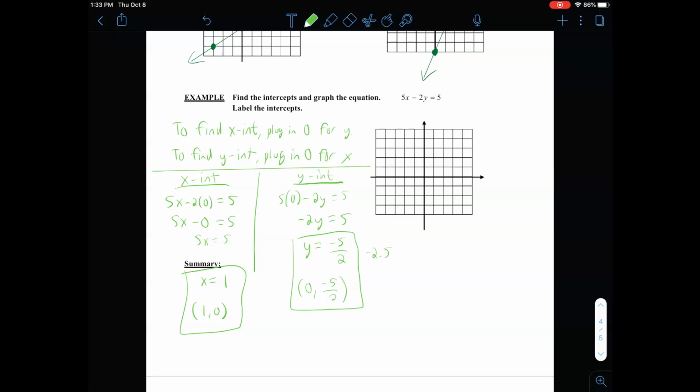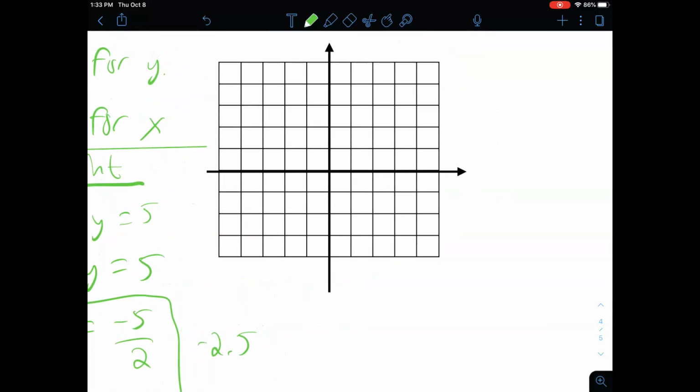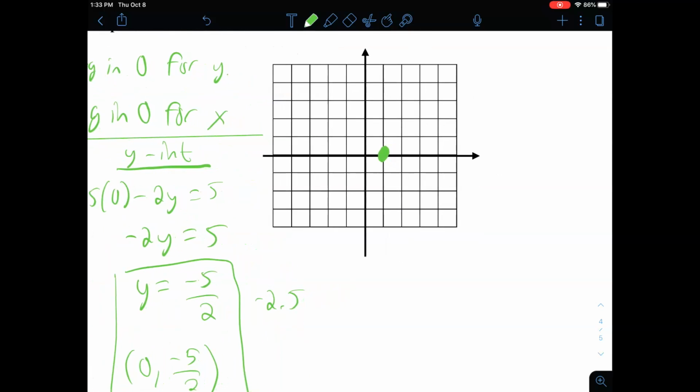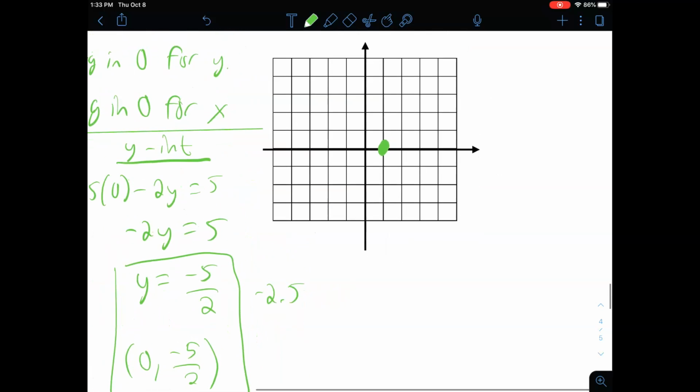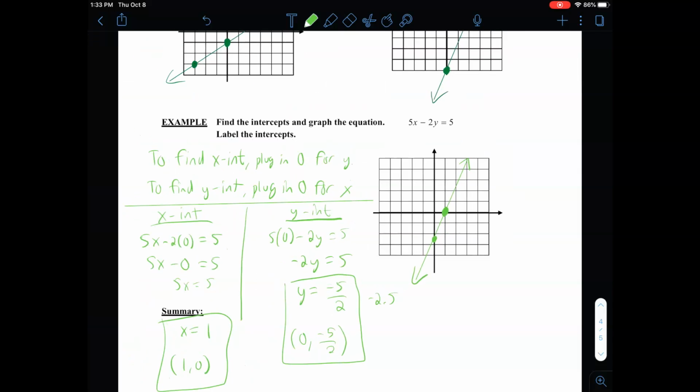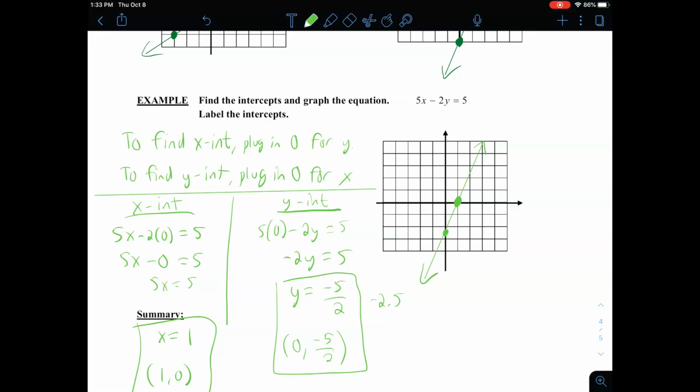Okay, so looking for the x-intercept, you plug in 0 for y. Looking for the y-intercept, you plug in 0 for x, and then you solve, and that's going to tell you where they cross. So we got x equals 1. So on here, we're going to do x equals 1. We're going to go right 1. There's our x-intercept. And our y-intercept is going to be down 2.5. So we're going to go down 2.5, put a point, connect them, and there you go.